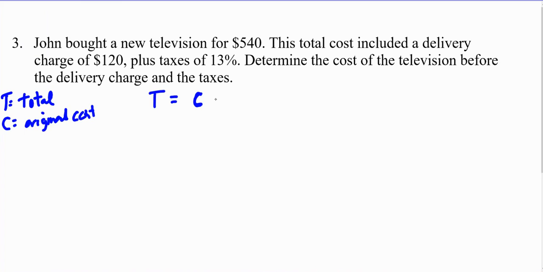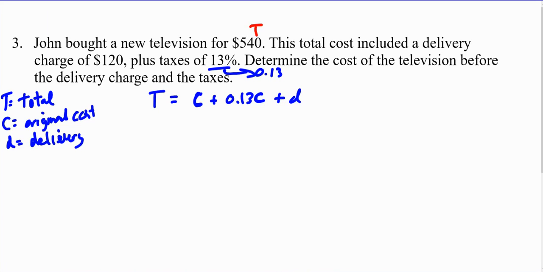Okay, plus he's going to have 1 point... What's that as a decimal? 0.13. 1.13, and that's applied to the same cost as the original. We have to put that again a second time. And we've got D for delivery charge, so we'll have plus D. So let's fill in what we know. We know that the total cost of the television was $540.